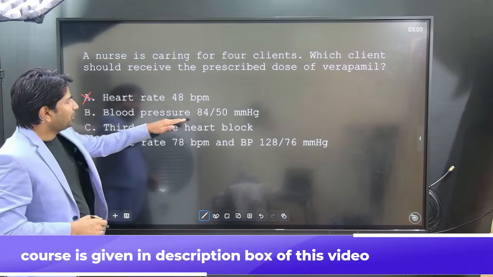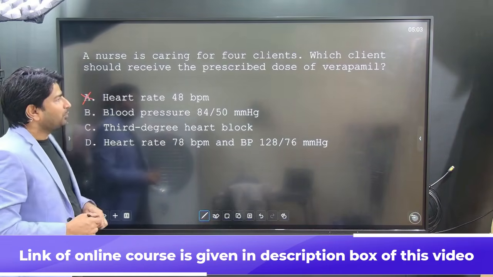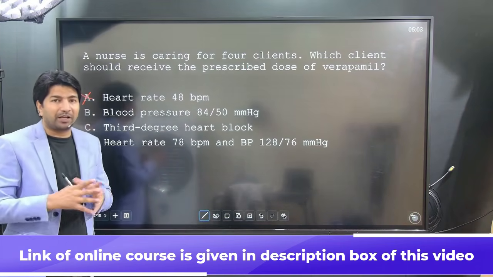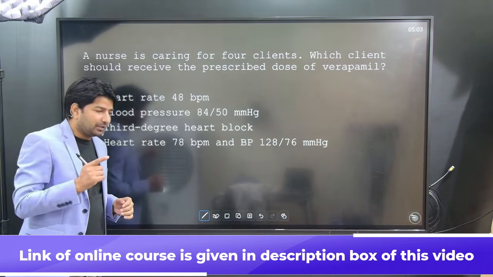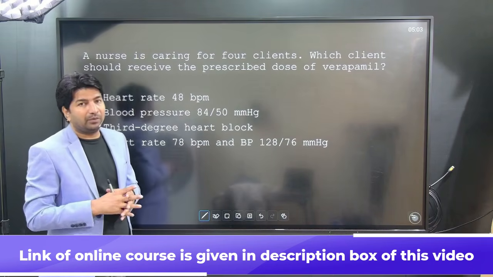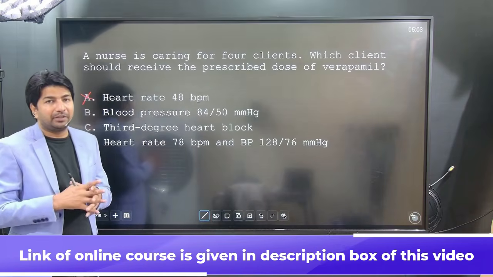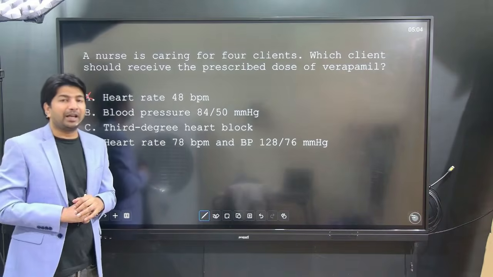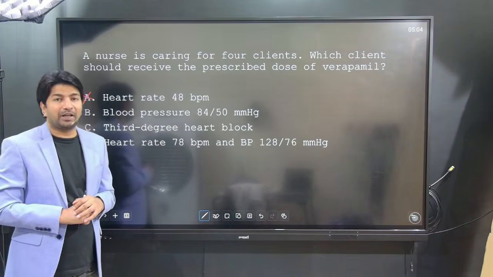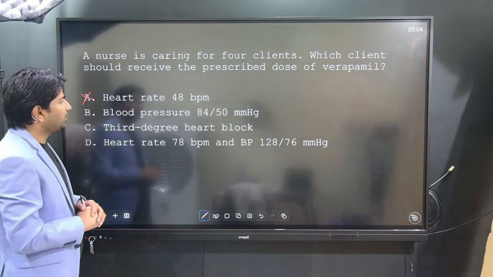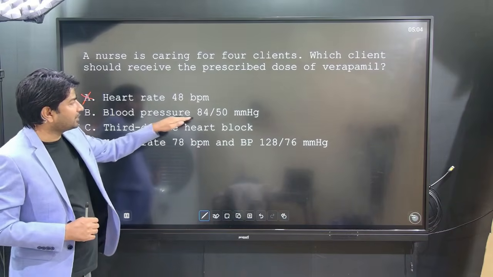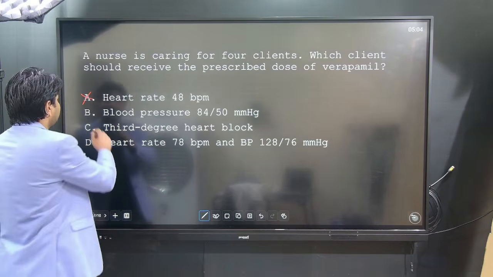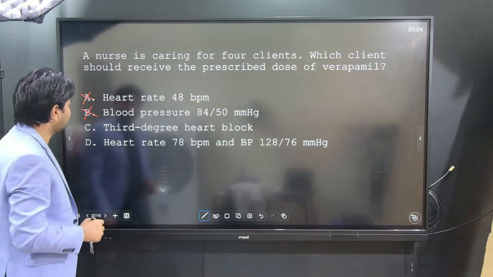Blood pressure of 84 over 50 millimeters of mercury. We must keep in mind that verapamil also reduces the force of contraction. This means verapamil is a negative inotrope. If the force of contraction is reduced, the cardiac output will decrease. If the cardiac output is reduced, there is a risk of hypotension. So if we give it to a patient who is already suffering from hypotension, verapamil will worsen the hypotension. So we shouldn't give it to a patient suffering from hypotension.